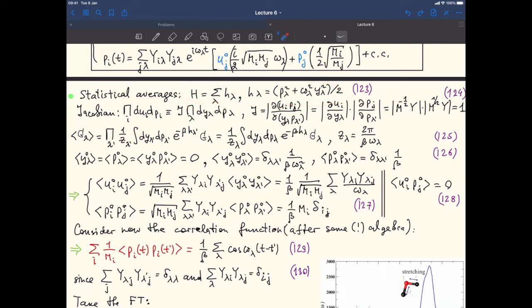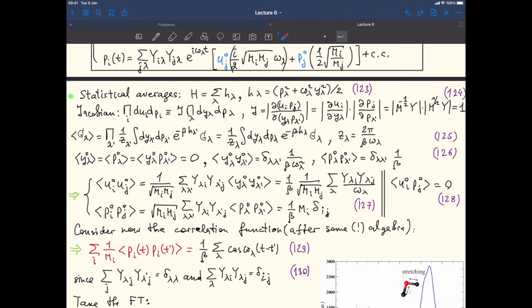So if we calculate, for instance, the average of y lambda naught, then y lambda naught would appear here. And you see, because the Hamiltonian h lambda is quadratic with respect to y lambda, that integral over y lambda would be the integral of an odd function with respect to y lambda, because the integral is taken between minus infinity and plus infinity. So that will be equal to 0.